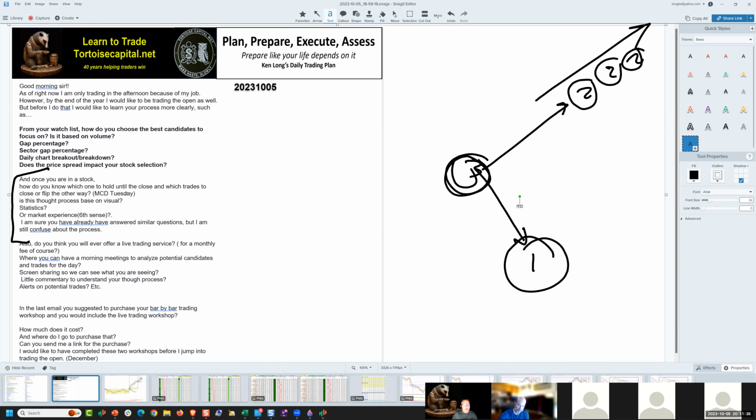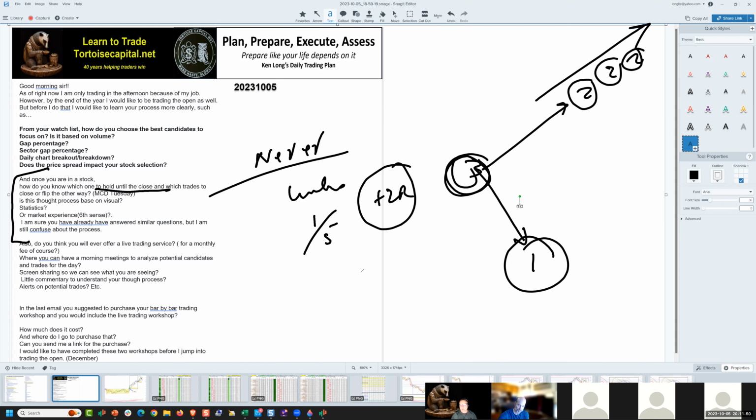Once I'm in a stock, how do I know when to hold to the close? If it's intraday, never, unless it's 1 out of 5 that's greater than 2R, and it's going to be one of the 1 to 3 symbols that I convert from an intraday trade to an overnight trade. That's if it started off as a day trade.